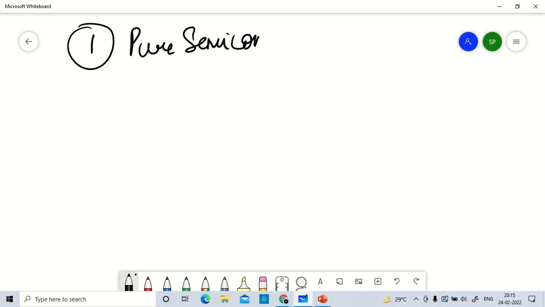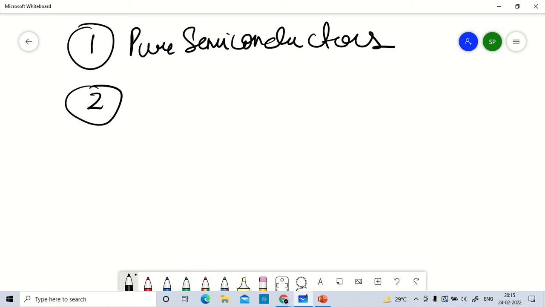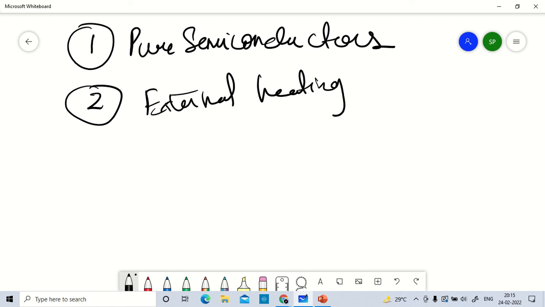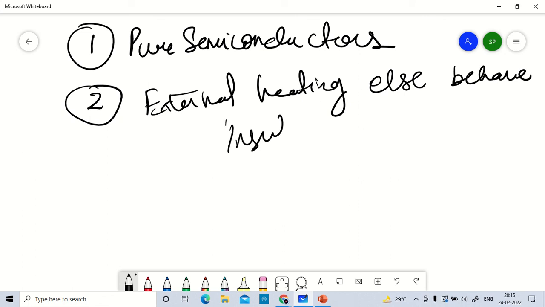First, intrinsic semiconductors are pure semiconductors. If I say silicon or germanium, there is no other element involved. The second point is that they need external heating, otherwise they will behave like insulators.